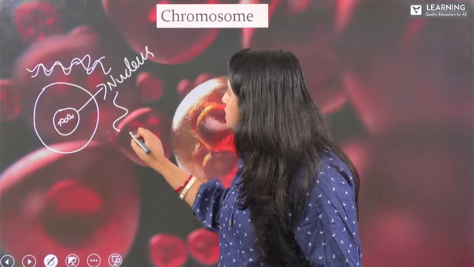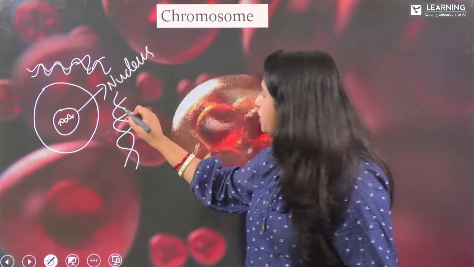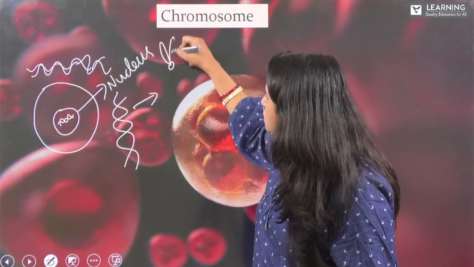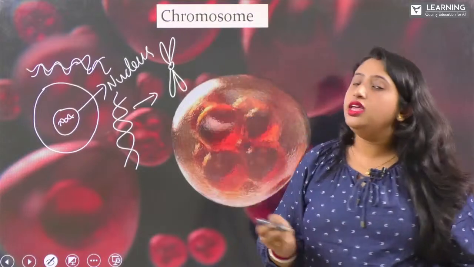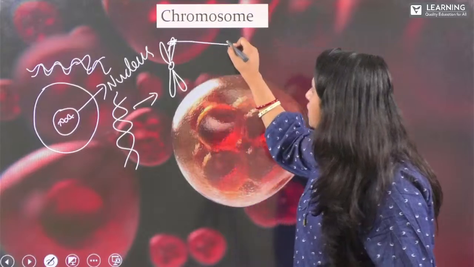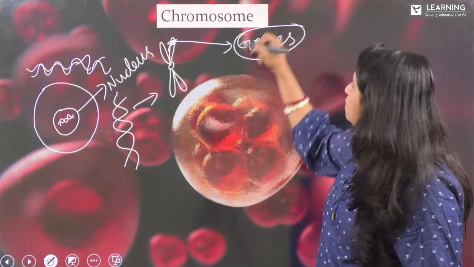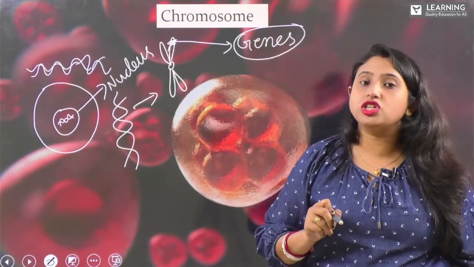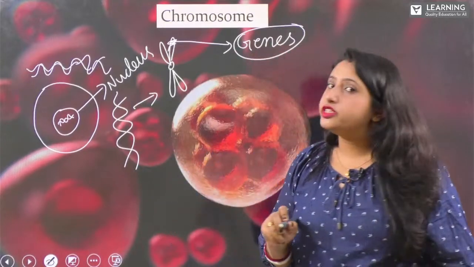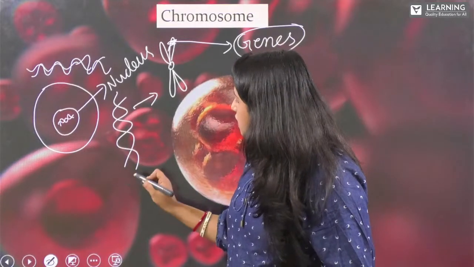Now in this DNA, the chromosomes are present. And in this chromosome, the genes are present, which are the hereditary material. So see how these chromosomes are formed from the DNA. This is the DNA.